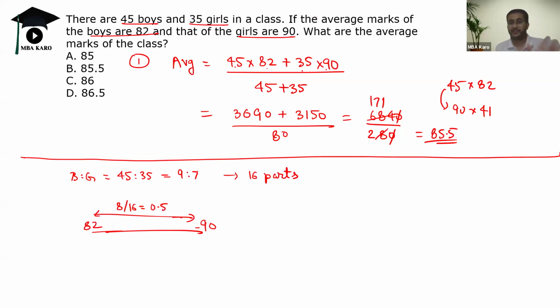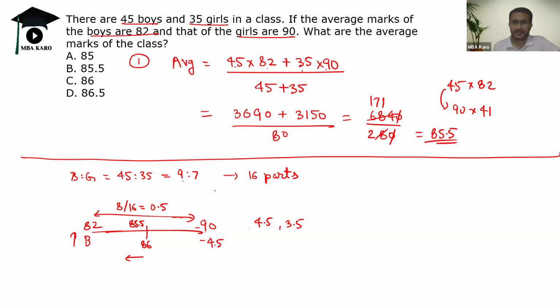Right? Now you take any of those, it is not necessary that you take 9 or 7. 9 into 0.5 is 4.5. Central line is 86. Boys is 82 and boys are more, so the average will be on this side. 90, if you subtract 4.5, it will be 85.5, and the other, if you take 4.5, the other is 3.5.